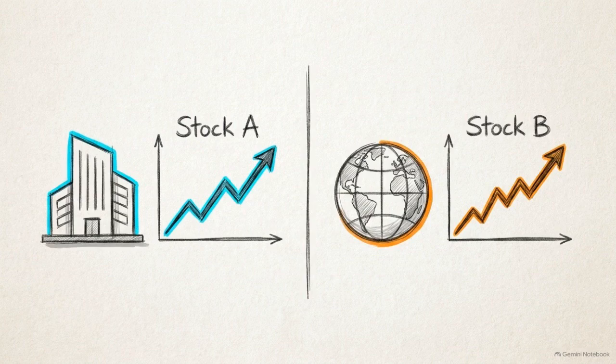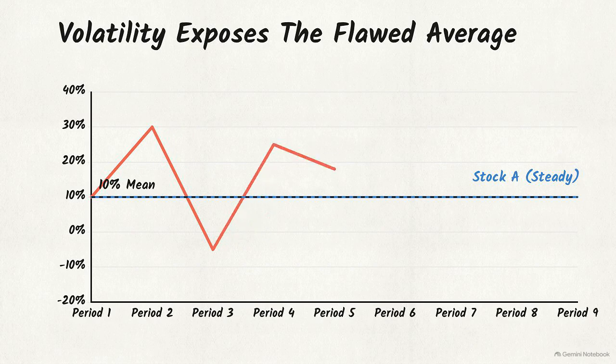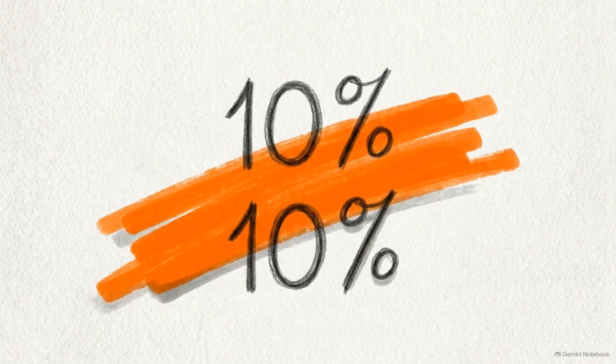Consider two hypothetical investments, Stock A and Stock B. Both present an identical 10% average annual return over the last 5 years. This chart shows the path to that 10%. Stock A is a steady, flat line. Stock B is a series of extreme oscillations, swinging between 30% gains and 10% losses. The average suggests these stocks are the same.